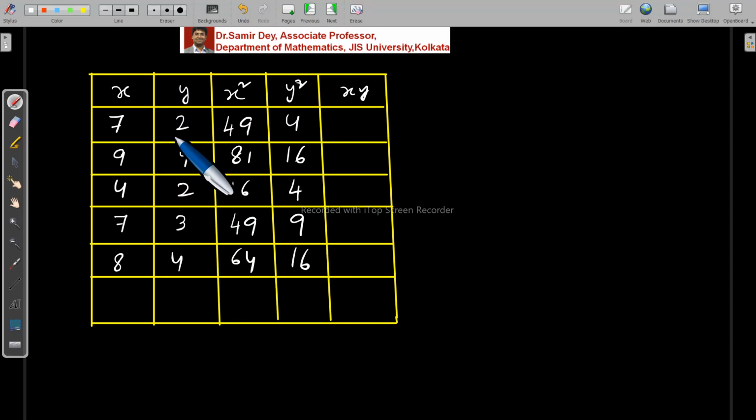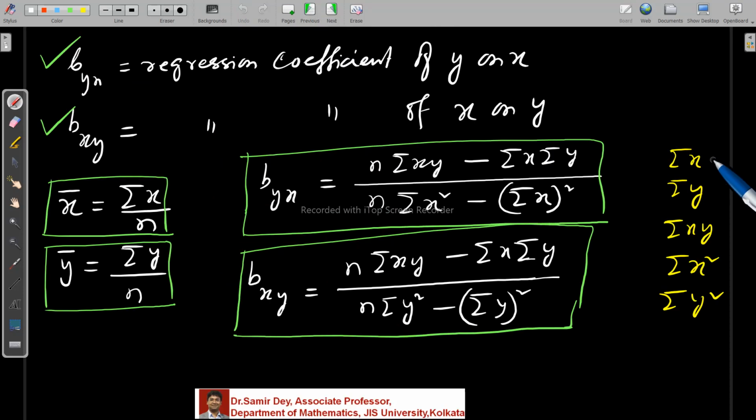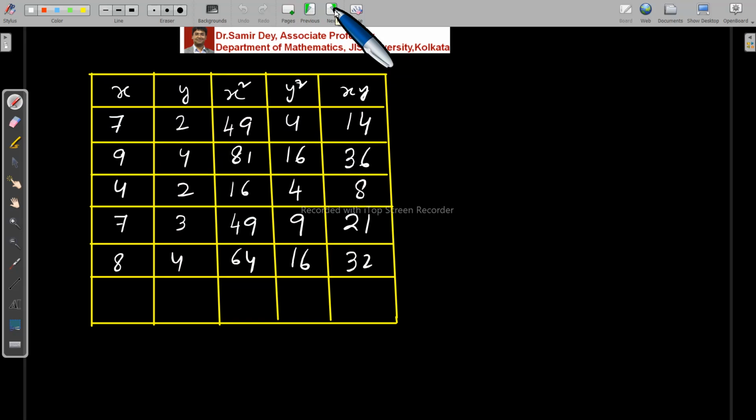Now multiply x into y: 14, 4 into 9 is 36, 4 into 2 is 8, 7 into 3 is 21, 8 into 4 is 32. Is it clear to all of you? Why are you calculating only these three things? Because x part and y part you already have. Now you need to calculate x square, y square and xy. Clear?